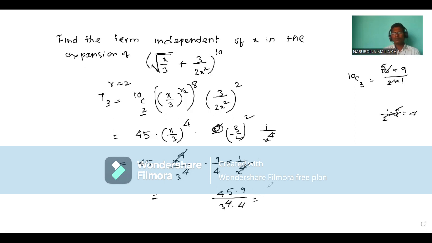You can multiply this. 9 fives are 45, 9 fours are 36, 36 plus 4 is 40, so 405. Then 3 to the power of 4 means 81, that is 3 into 3 into 3 into 3, into 4. Again 81 and 4. So 405 by 324, which reduces to 5 by 4, will be the independent term.